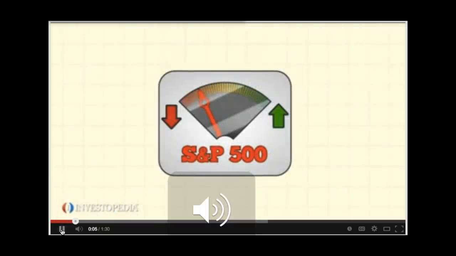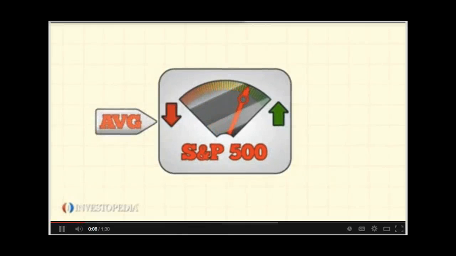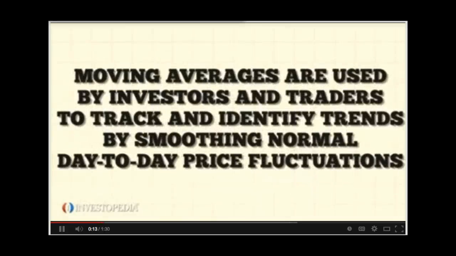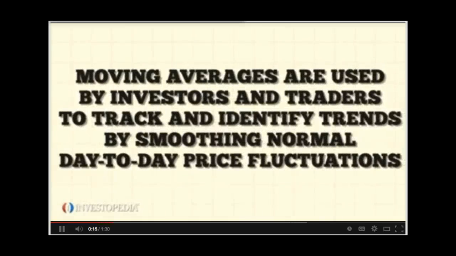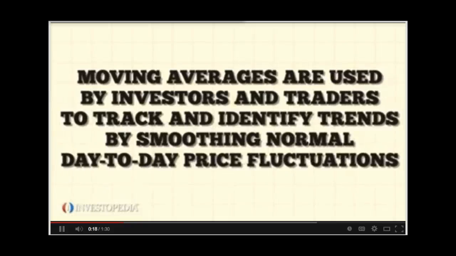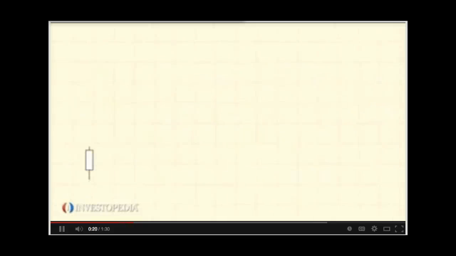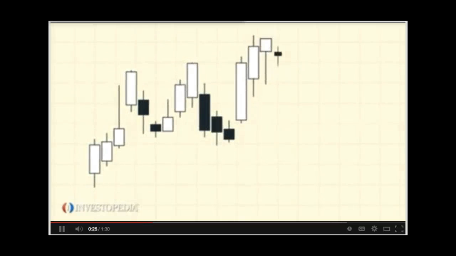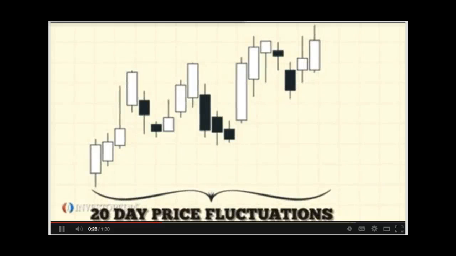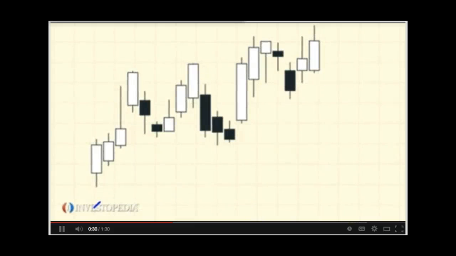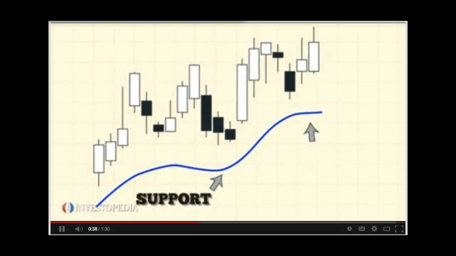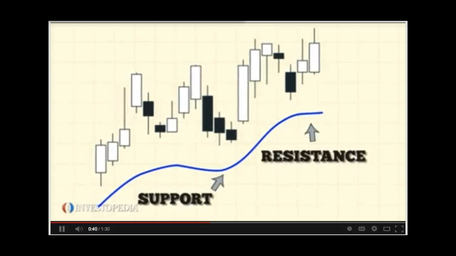Moving average is a technical indicator that refers to an average price for a particular trading instrument over a specified period. Moving averages are used by investors and traders to track and identify trends by smoothing normal day-to-day price fluctuations. There are various moving average lengths. A 20-day moving average, for example, calculates the average price of a specific instrument over the past 20 days. A 20-day moving average can be seen here as the blue line. Investors can use this line as a support or resistance level indicator and base trades around it.